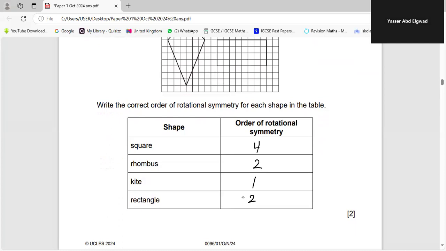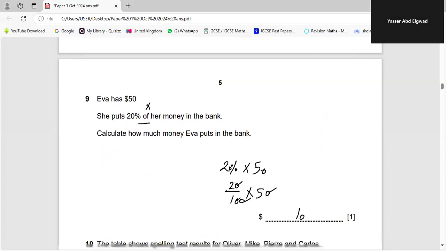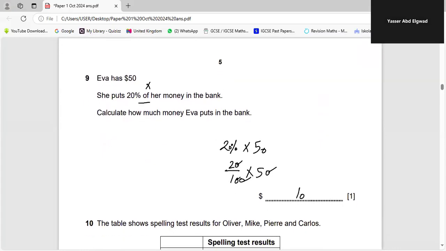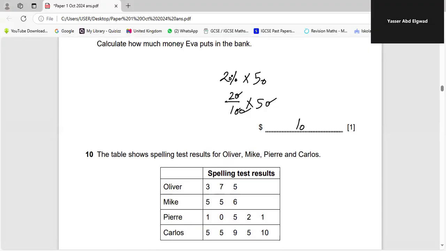Okay, here is the next question. Eva has 50. She puts 20% of her money in the bank. Calculate how much money Eva puts in the bank. This means multiply: we just multiply 20% of 50, so 20 over 100 multiplied by 50. We cancel the zero up and down, and 2 multiplied by 5 gives 10.